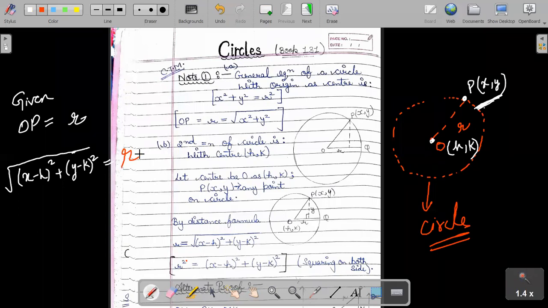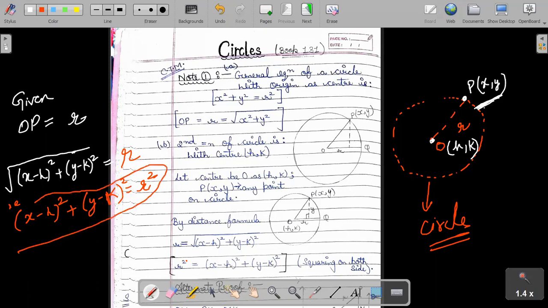So let me square both the sides. What do I get if I square both the sides? (x minus h) whole square plus (y minus k) whole square is equal to r square. You see, this is the equation which I have found for x and y. So that is the reason this is the equation of a circle with center (h, k) and radius r.